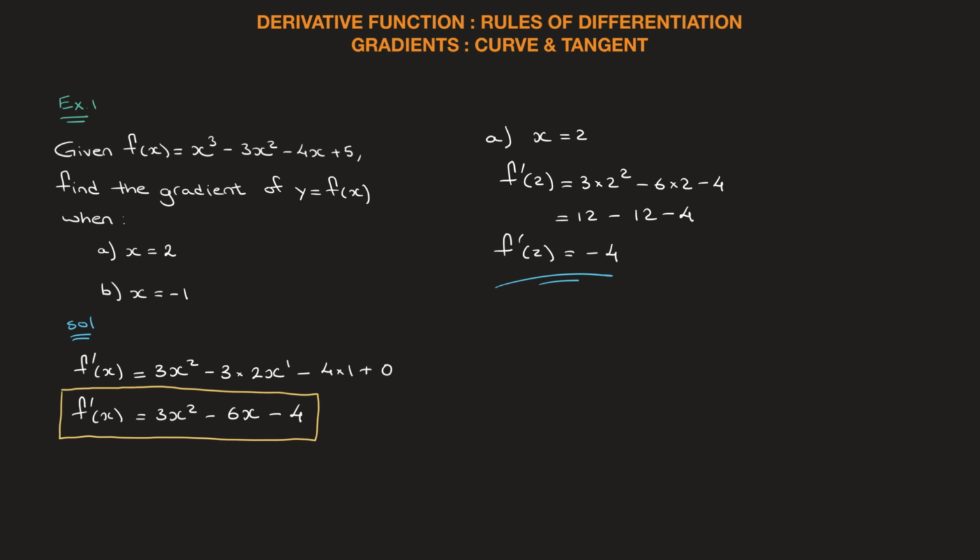And that's the answer. This result tells us that the gradient, and in fact I'll write it, the gradient of the curve, so gradient of y equals f of x, is negative 4 when x equals 2. Okay, now to answer question B, remember we had to find the gradient of the curve when x equals negative 1. The method is the same, so I'll just write B here, when x equals negative 1.